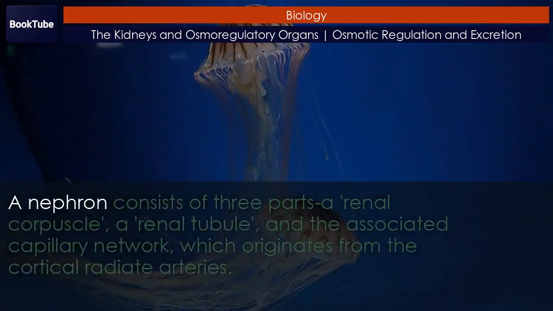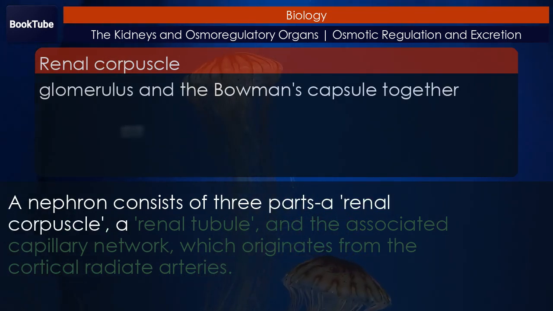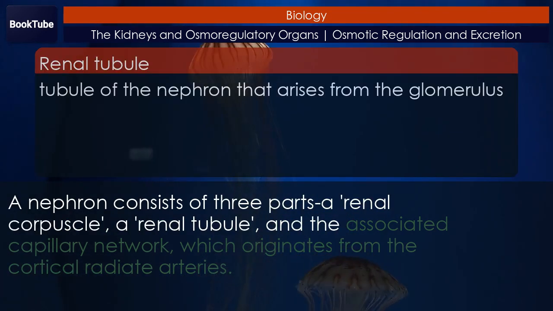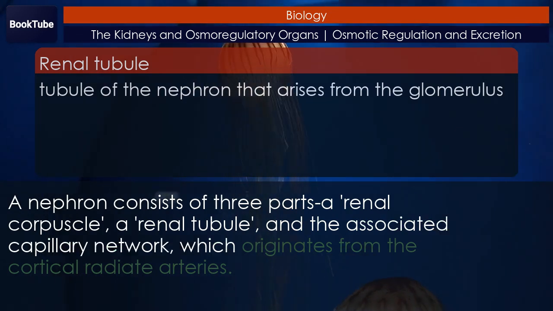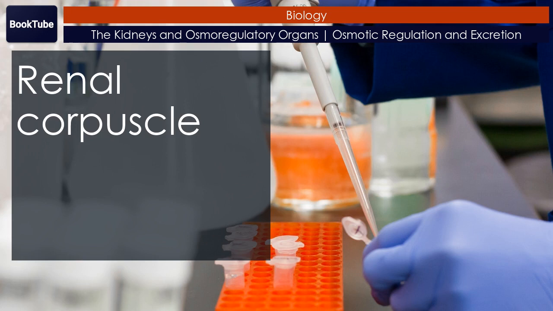A nephron consists of three parts: a renal corpuscle, a renal tubule, and the associated capillary network, which originates from the cortical radiate arteries. Renal corpuscle.